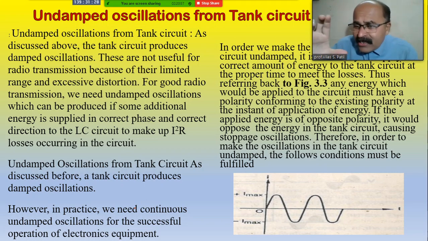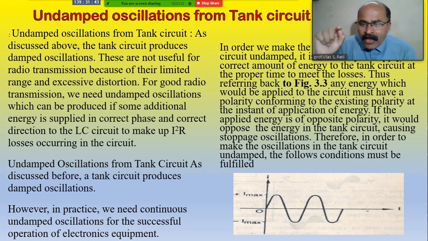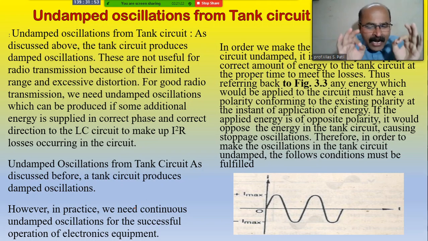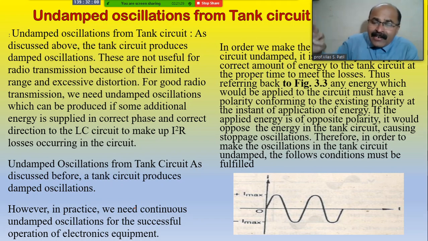We want the constant sinusoidal waveform at the output with prescribed frequency. With constant frequency and constant amplitude, we want an alternating signal at the output of the oscillator for radio communication. And for good radio transmission, we need undamped oscillation, an undamped alternating sinusoidal signal at the output of the oscillator.